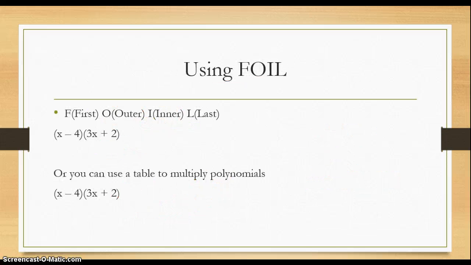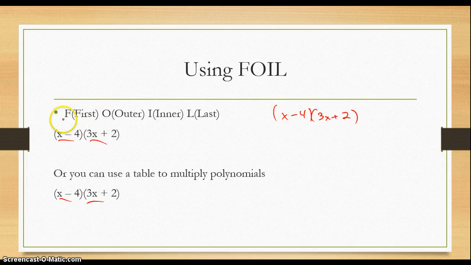So using FOIL, there are 2 methods when you have 2 polynomials that you're going to multiply by each other. There's this multiplication sign in between here. Now, I am a big fan of FOIL, first, outer, inner, last, but some of you may want to use a table. So I'll go over both methods and you can choose which one you'd like. So let me rewrite this problem here, and let's talk about FOIL first.